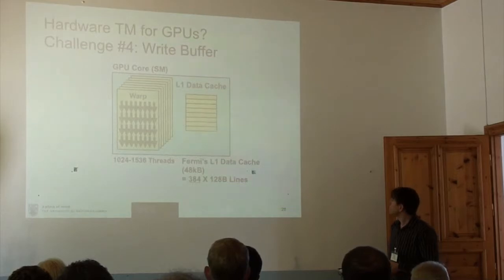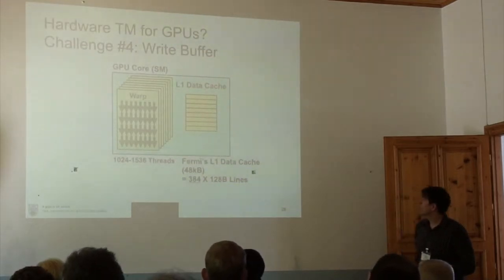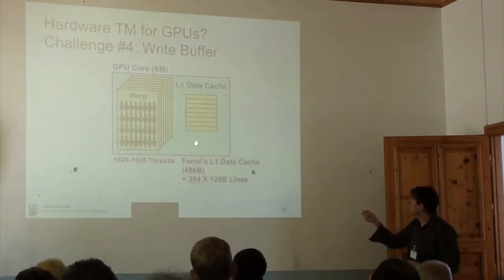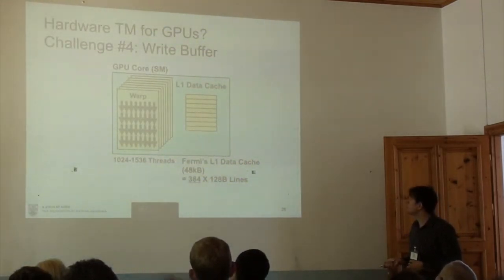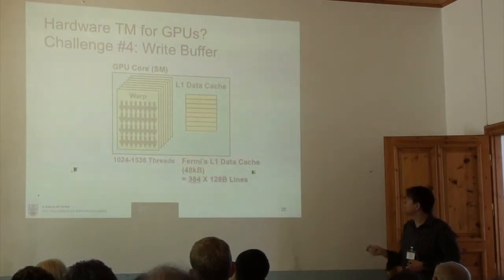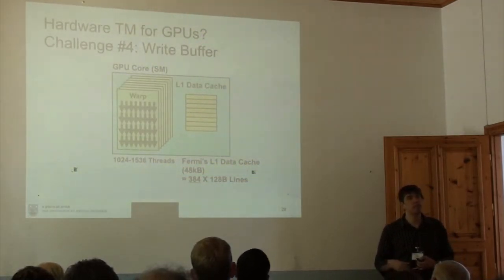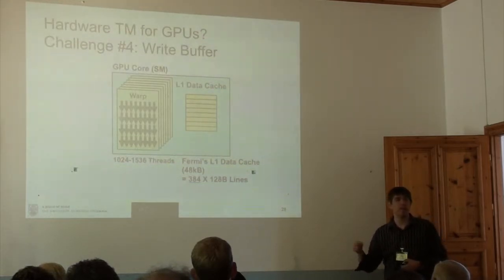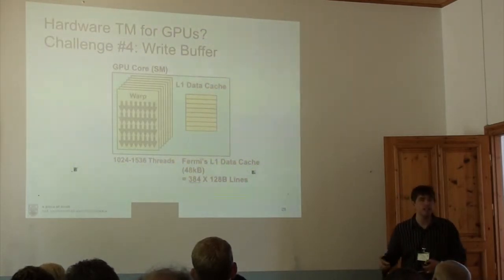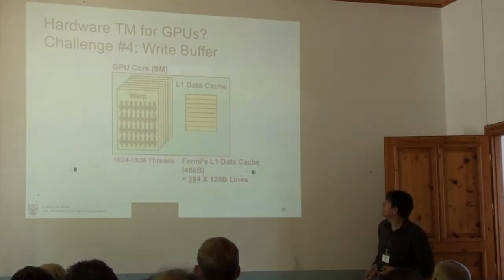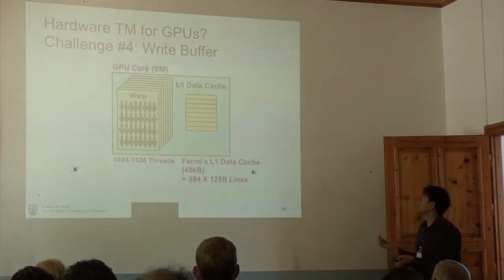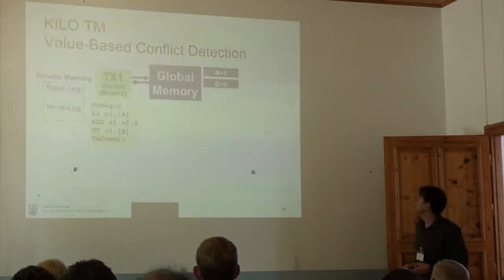Another problem is needing to buffer up writes. The size of the L1 cache is pretty small on these GPUs. There are actually fewer lines in the L1 cache than there are threads sharing the cache. So, for example, if each thread were to use a single line to buffer its writes, you still wouldn't have enough lines in the L1 cache. So you can't really do that either. This kind of looks pretty bad. How are you going to do transactional memory, right?